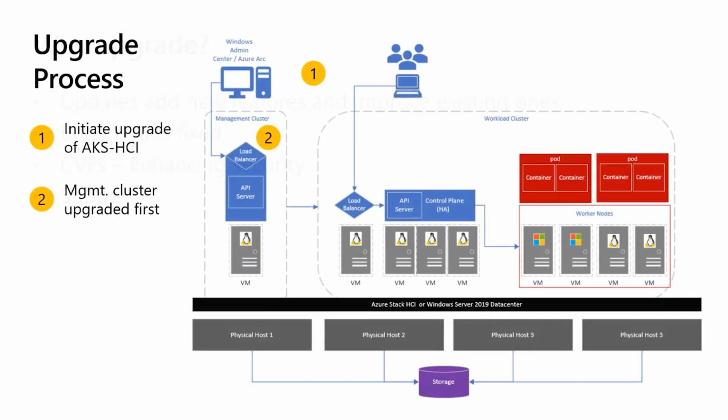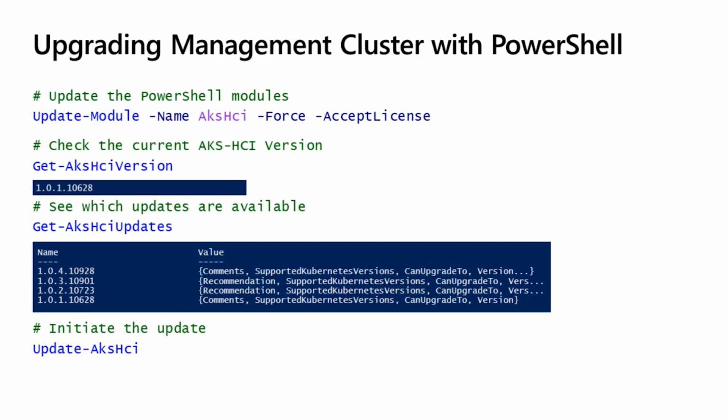But what does the process look like? Well, fortunately, it's very simple. Somebody, a user, an administrator in the environment who has permission to manage the AKS HCI environment, initiates the upgrade, and that will start the rolling upgrade of the management cluster here on the left with the number 2. So what does the upgrade process actually look like for the management cluster? Well, I've highlighted the key steps here on this slide with PowerShell as the focus.